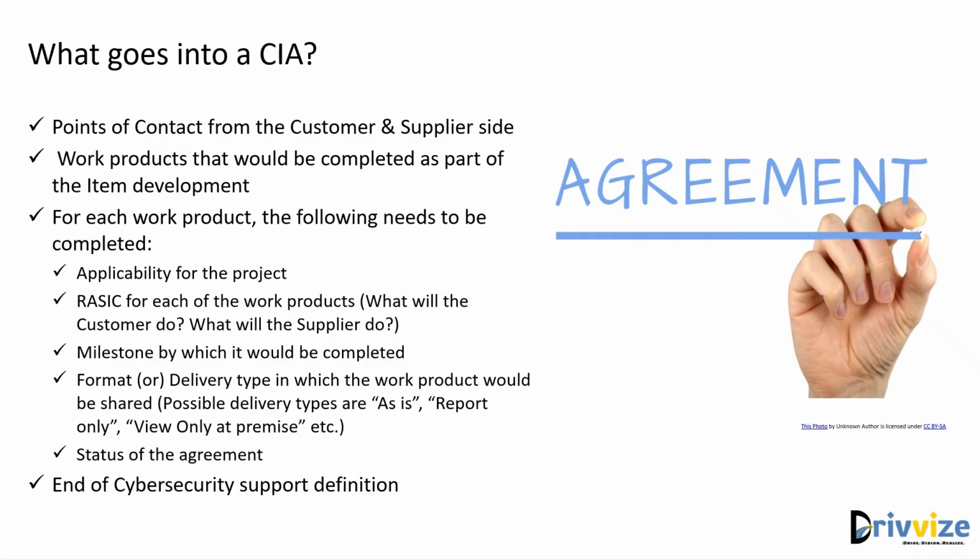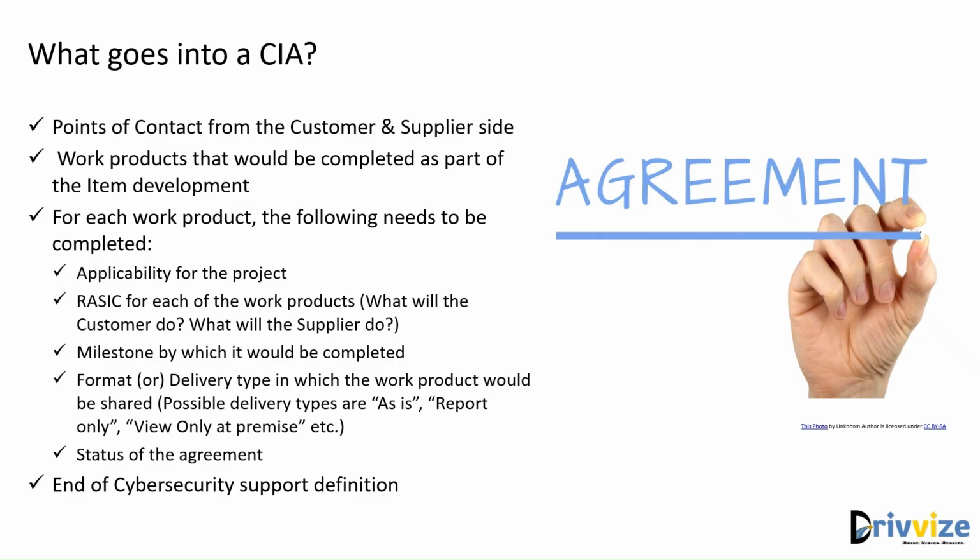First and foremost is the SPOC, or the single point of contact on the supplier side and the customer side. These are the people who will eventually be executing this CIA. They will be the first point of contact when there are any clarifications to be had, any questions, or any concerns. These are the points of contact, and so this needs to go into the CIA so that anyone reading the CIA is able to understand who they need to reach out to if they have questions. So that's the first and foremost thing.